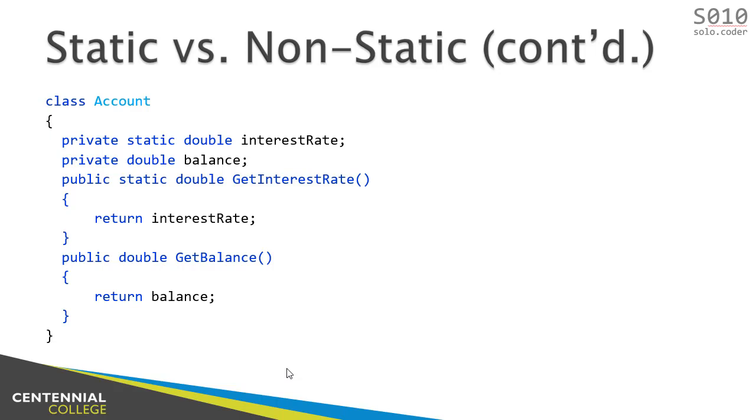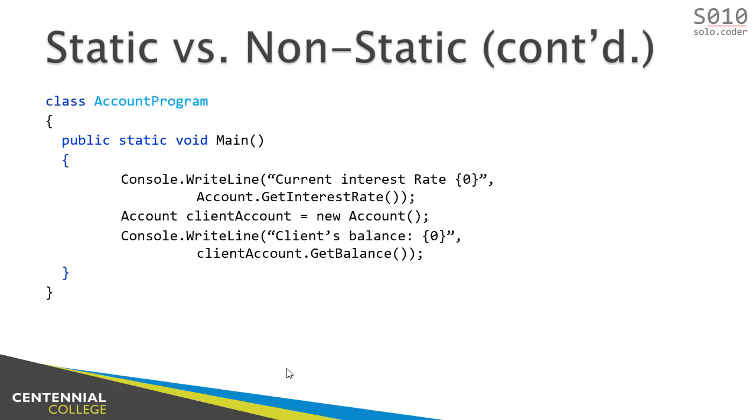I'm going to go to the next slide here. So look at this. How do you get to the interest rate? Via the name of the class directly. You don't need an object of that class. You can call the class name dot class method, because this is a static method. However, to get the balance, you have to declare an object of that type account. You have to create it, instantiate it, and then you can reach get balance here.